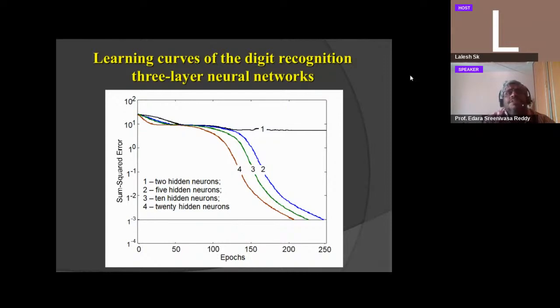And this is the learning curve also. We have shown the learning curve for 3-layer neural networks: sum of the squared error versus number of epochs. See here, if there is only one hidden neuron or two hidden neurons, the error is very large. With 5 hidden neurons, the error is decreasing. Then 10 hidden neurons and 20 hidden neurons. As we increase the number of hidden neurons, definitely the error will be reduced and the number of epochs will be less. Convergence is high speed, but at the same time, we may have overfitting. So you must avoid that overfitting.